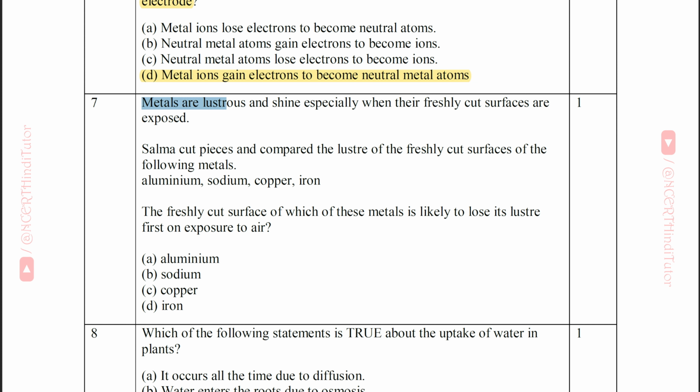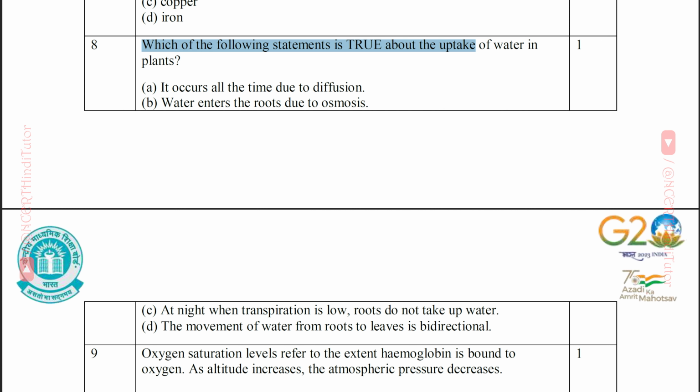Next, metals are lustrous and shine especially when their freshly cut surfaces are exposed. Selma cut pieces and compared the luster of the freshly cut surfaces of the following metals: aluminium, sodium, copper, iron. The freshly cut surface of which of these metals is likely to lose its lustre first on exposure to air? Answer B. Sodium. Which of the following statements is true about the uptake of water in plants? Answer B. Water enters the roots due to osmosis.